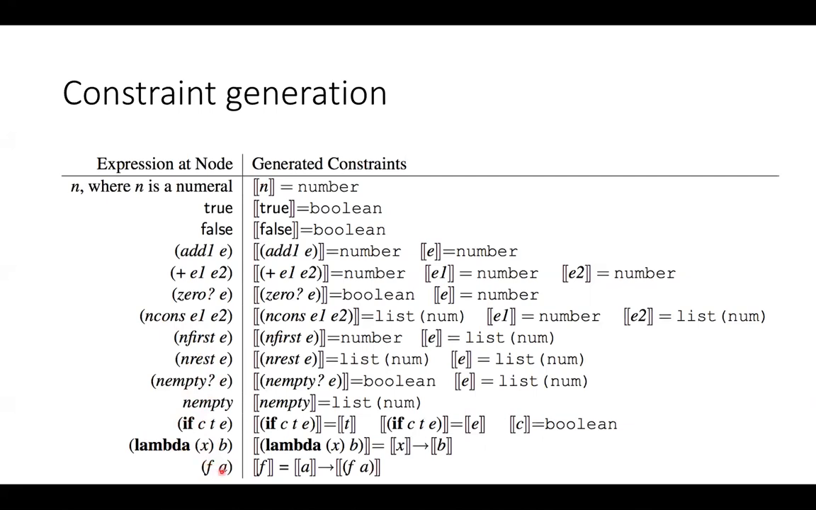So on the left are the kinds of things that we might encounter. And on the right are the constraints that we can generate anytime we see one of those things. So for example, anytime we see an n, where n is a numeral, then we know that that thing is a number. And so we can annotate that with this little double square bracket thing, which is labeling a node. We're going to say that node n we can label with the constraint that it must be a number.